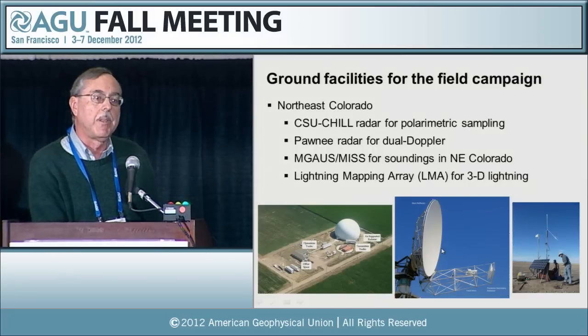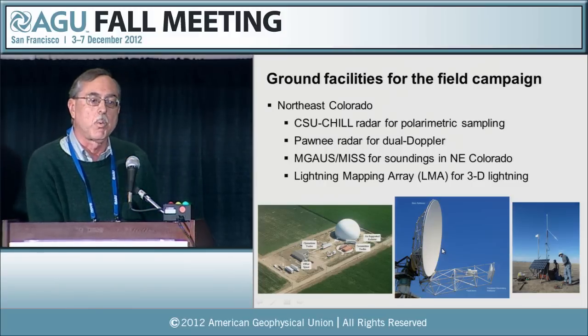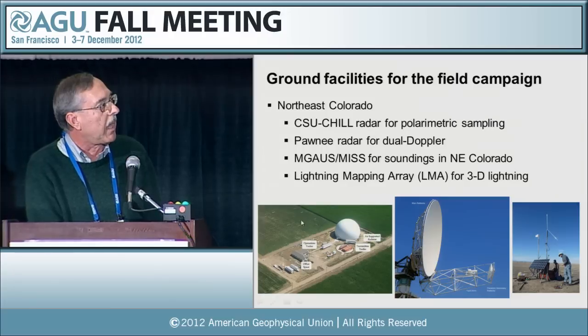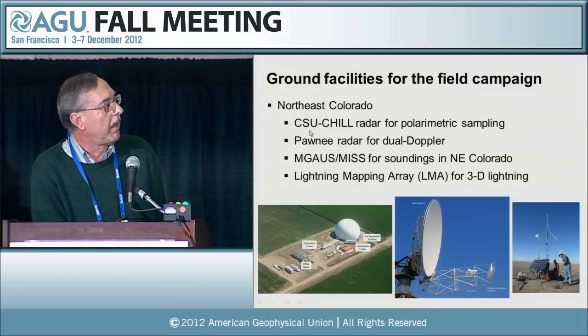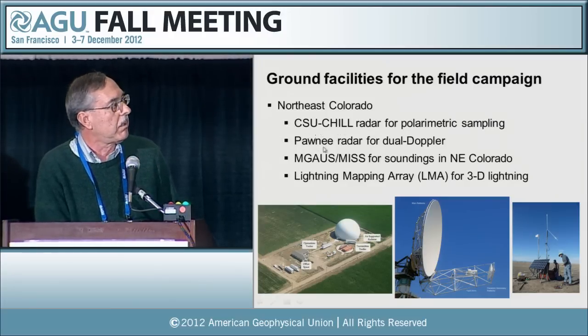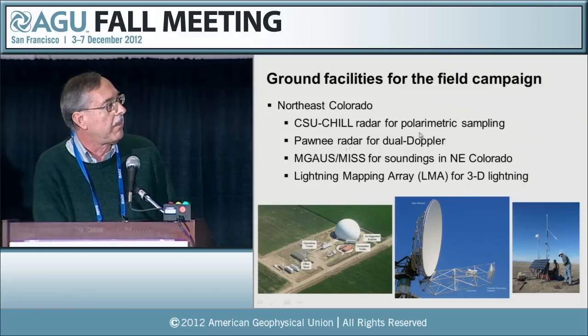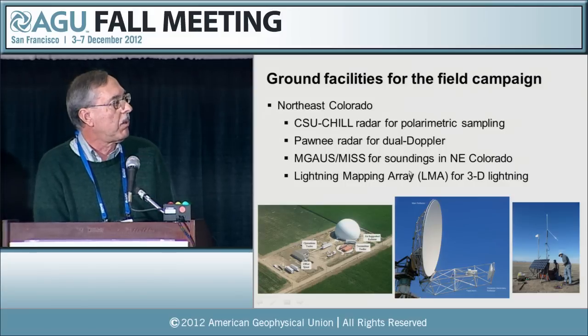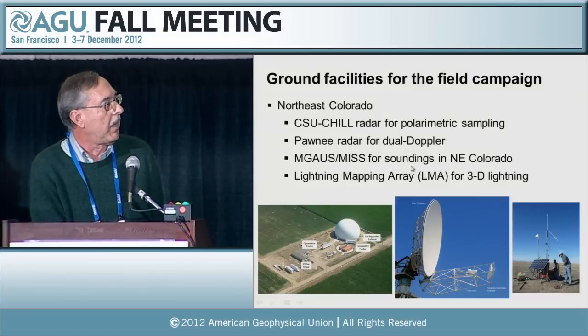Let me start off with a discussion of what the ground facilities were that were important for this work. In northeast Colorado, we had two radars, the Colorado State CHILL and Pawnee radars. These are important for getting polarimetric data. Also soundings were conducted for the environment in that area.